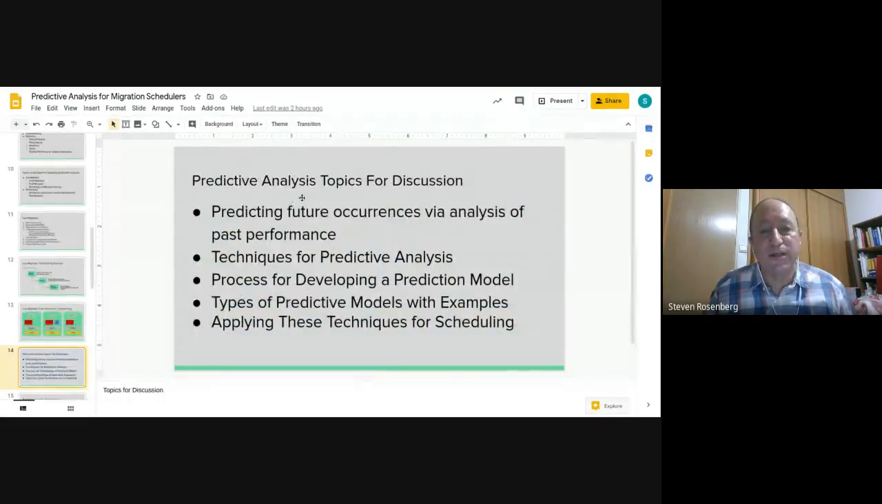So, predictive analysis, and these are the topics for the discussion. Predicting future occurrences via analysis of past performance. Well, this is the concept. The techniques for predictive analysis will be discussed, including the process for developing a predictive model, the types of predictive models with examples, and then applying these techniques for scheduling.